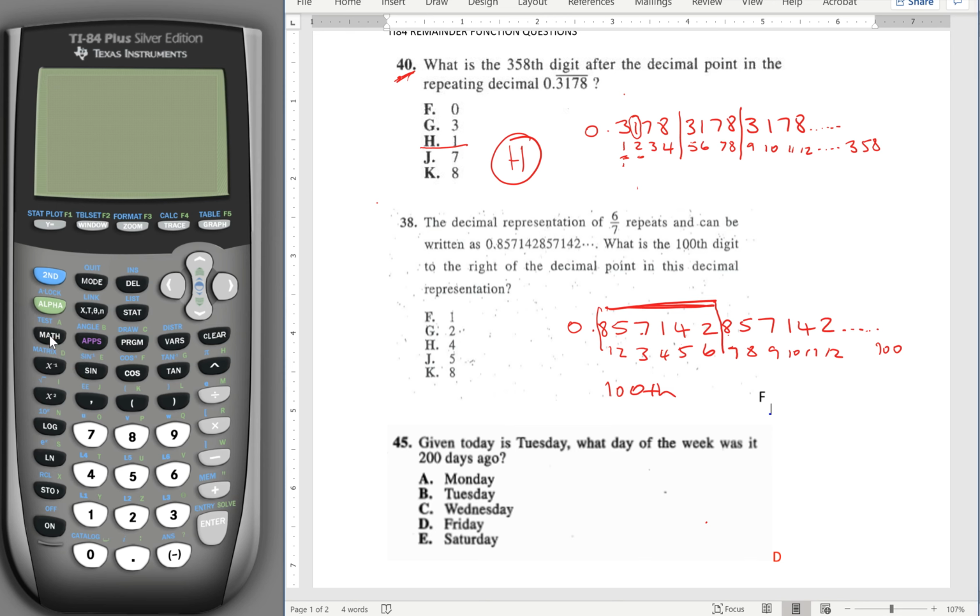So we come across to Math, go across to Number. I'm just going to hit the 0 button because I know that's the one that brings up remainder. You could just scroll down if you don't remember that, and you'll find it at the 0. And we need what? 100.